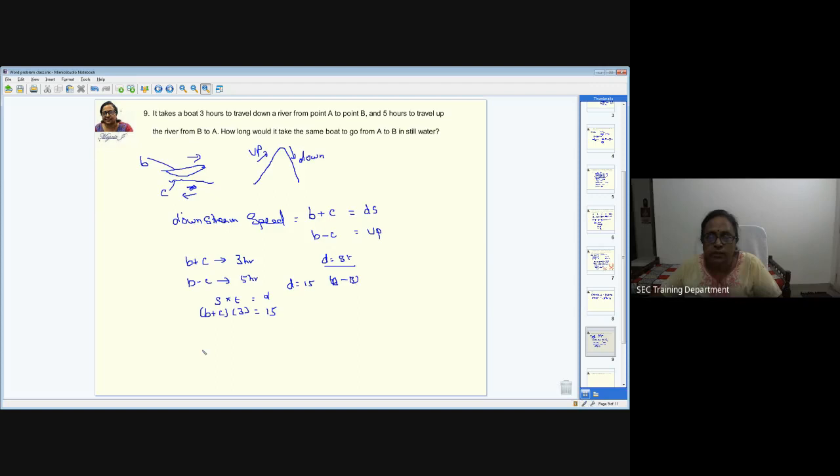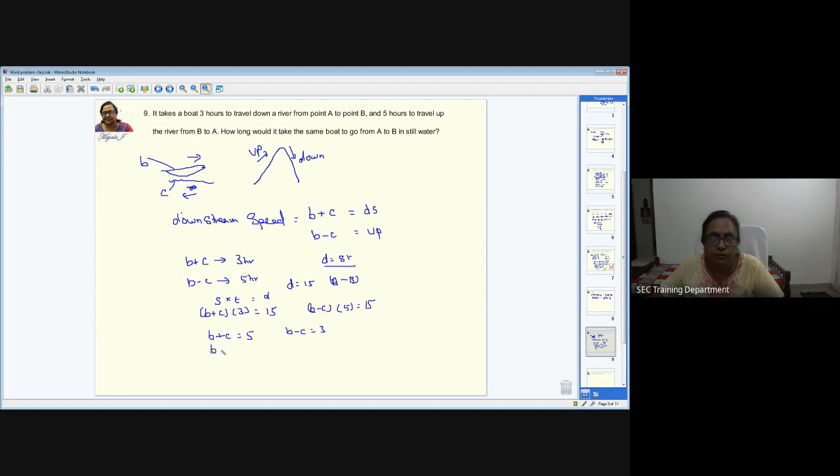This is it. So I'm taking this as 15. Similarly, the second statement, when you see speed of the boat into the time, that is nothing but 5 equals 15. In both the cases 15 because they both are equal. And now you can consider this, when you bring this 3 this side, this is going to be b plus c equals 5. Similarly here, b minus c equals 3.